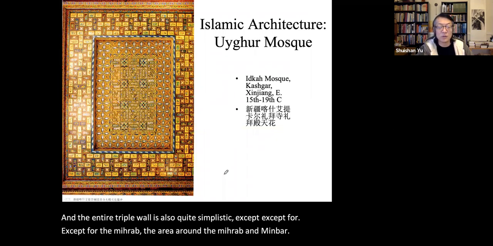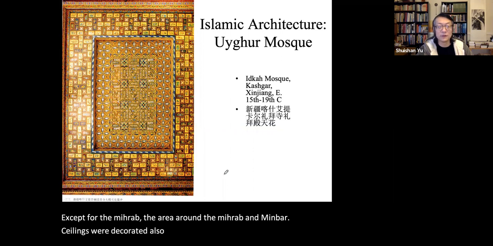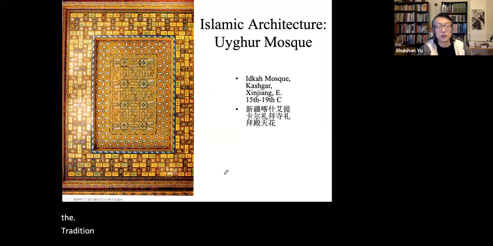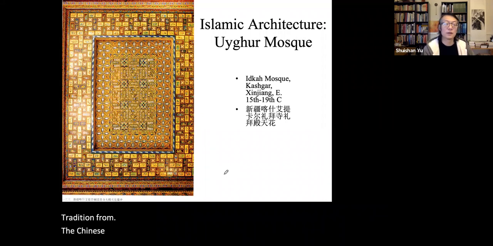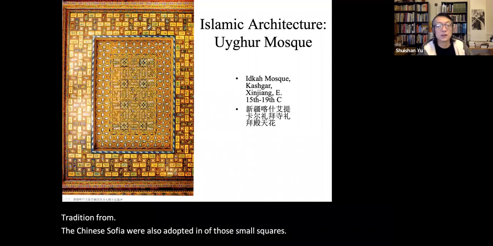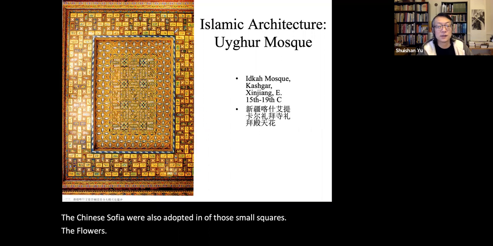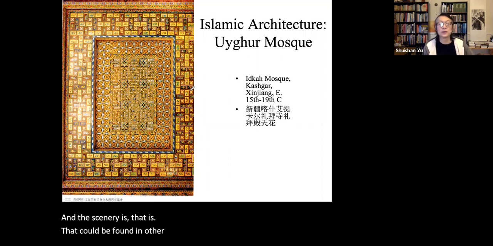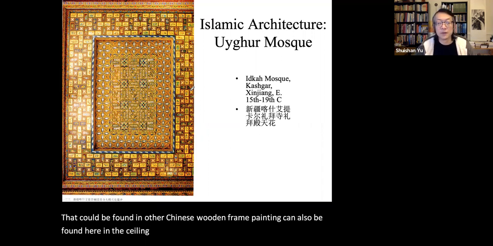Ceilings were decorated also with abstract motifs, but in this case, some of the tradition from the Chinese sphere were also adopted in each of those small squares. The flowers and the sceneries that could be found in other Chinese wooden frame painting can also be found here in the ceiling painting of the Idgah Mosque.